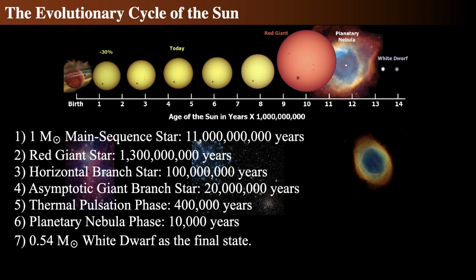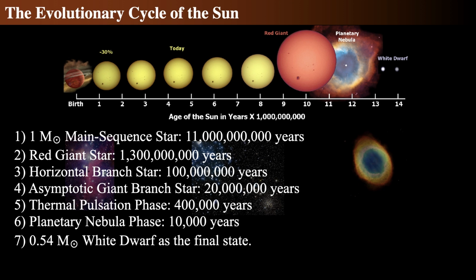The evolutionary cycle of the Sun goes with that peculiar graphic across the top. For about 10 or 11 billion years, the Sun is a main sequence star. Then for about 1.25 billion years, it's a red giant. Then it becomes what we'll talk about, a horizontal branch giant star for about 100,000 years, an asymptotic giant branch star for about 20 million years. It'll pulse itself apart over 500,000 years, and it will become a planetary nebula for only about 10,000 years. And at the end of its lifespan, it will be a white dwarf, about half the mass that it started off being.